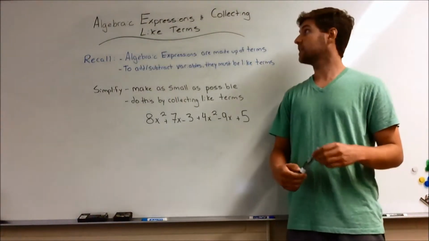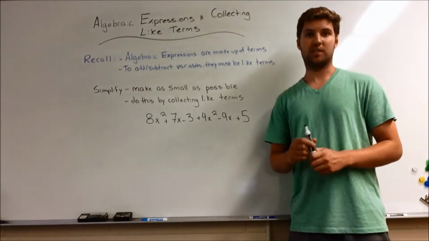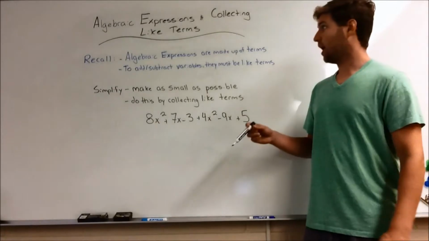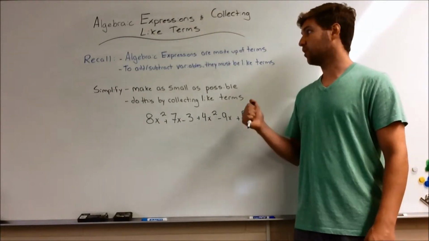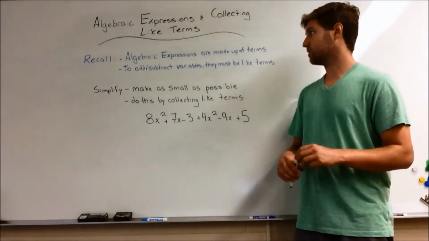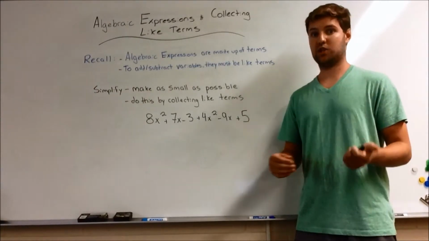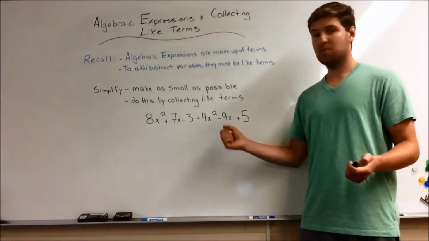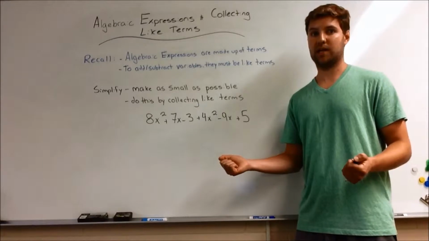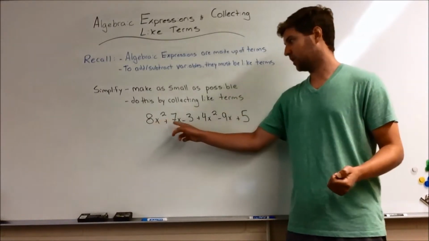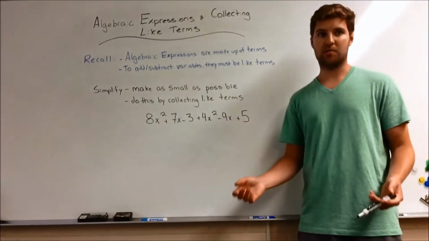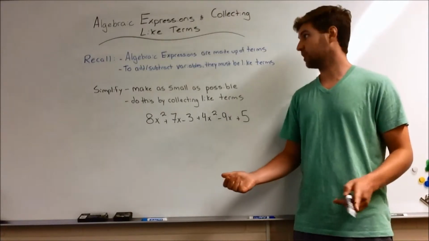Alright, today's lesson is on algebraic expressions and collecting like terms. So remember from a couple of videos ago that we talked about algebraic expressions being made up of things called terms. If you look at this down here, remember that terms were separated by a plus or minus sign. So this one has 1, 2, 3, 4, 5, 6 terms that make up this algebraic expression.